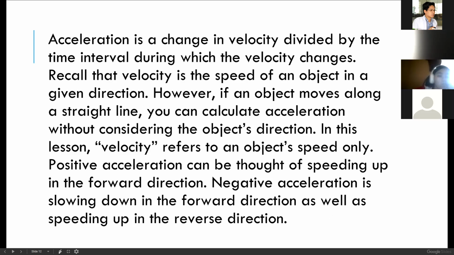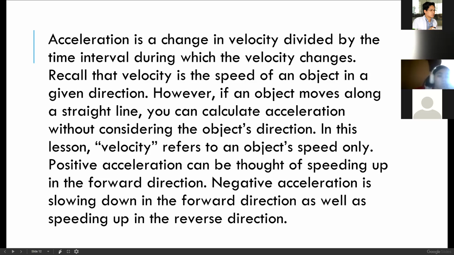Recall that velocity is the speed of an object in a given direction, correct? However, if an object moves along a straight line, you can calculate acceleration without considering the object's direction. In this lesson, velocity refers to an object's speed only. A positive acceleration can be thought of as speeding up in the forward direction. Negative acceleration is slowing down in the forward direction, as well as speeding up in the reverse direction.